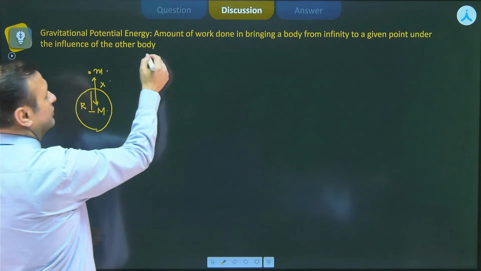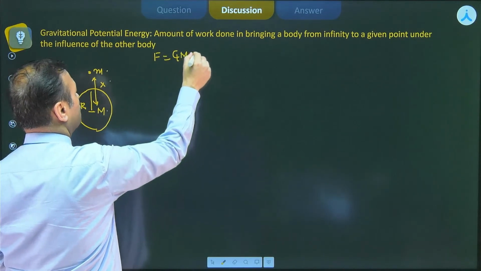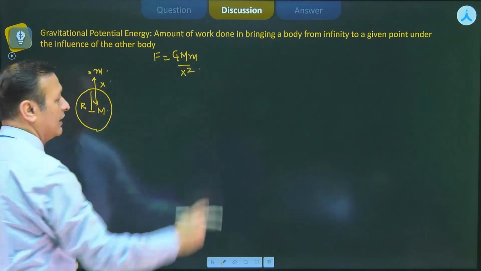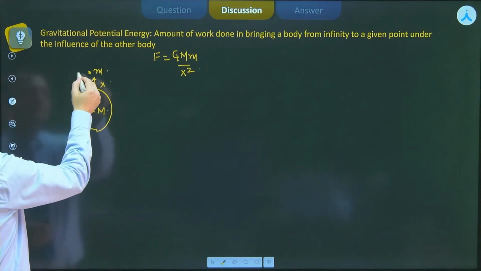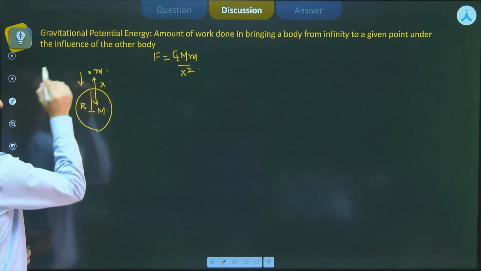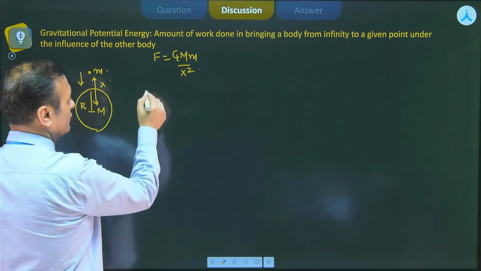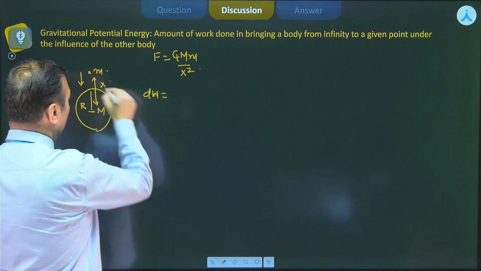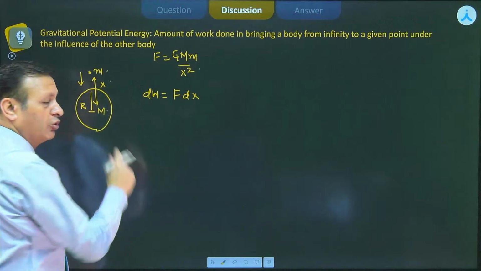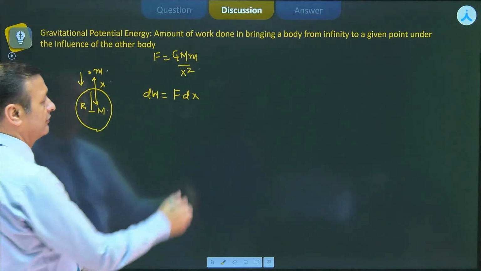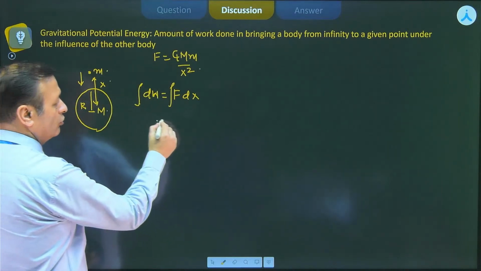So what is the force? I can call it G capital M small m by x square. You got it or not? Now let's suppose this particle is coming down. What is the small work done when it is moving towards the Earth? This is F dx, a positive work done, and for the total work done you have to integrate it.